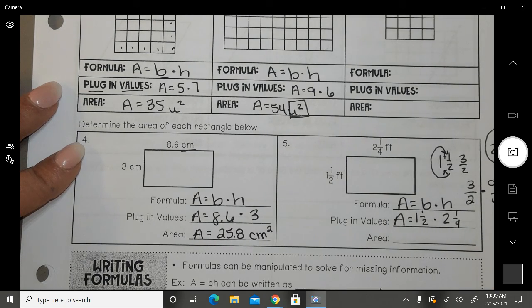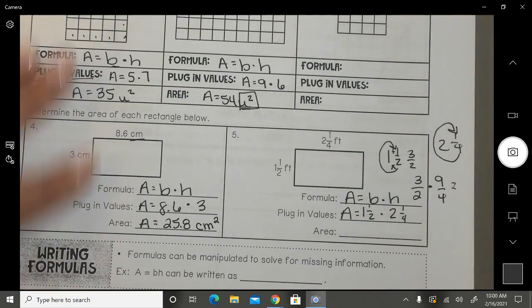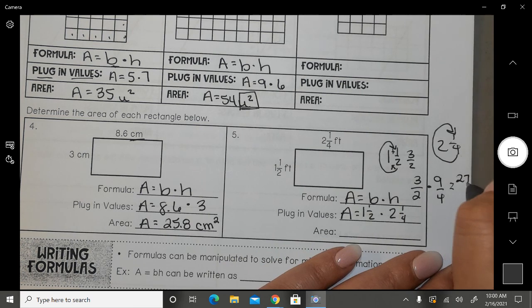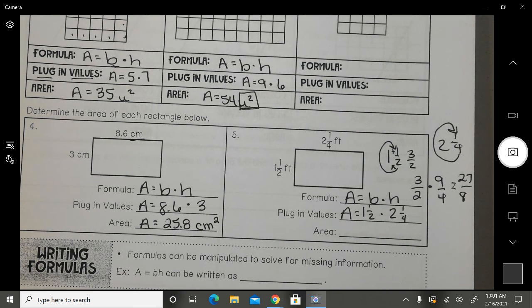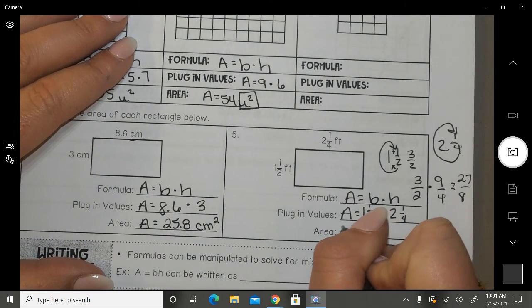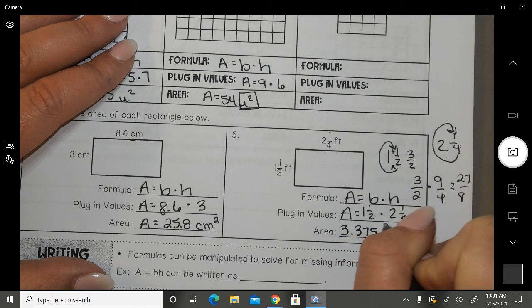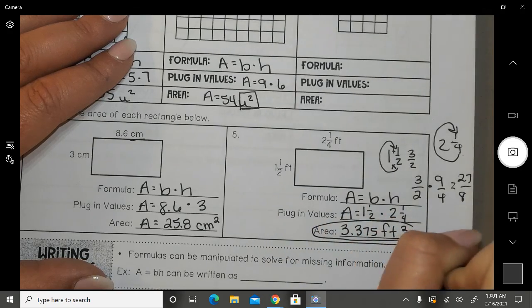If I multiply straight across, 3 times 9 is 27, and 2 times 4 is 8, so 27/8. Could we simplify that? What you could do is put this in your calculator, 27 divided by 8. What do you get? So your area is 3.375 feet squared.